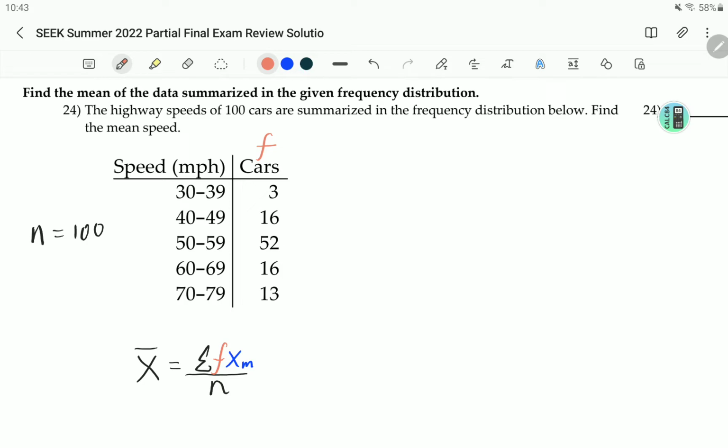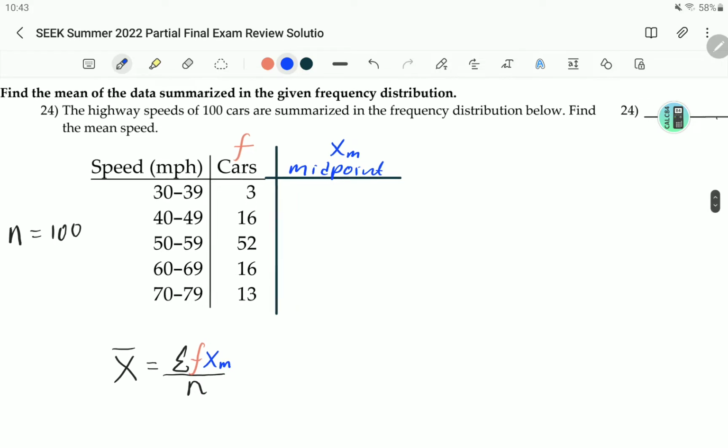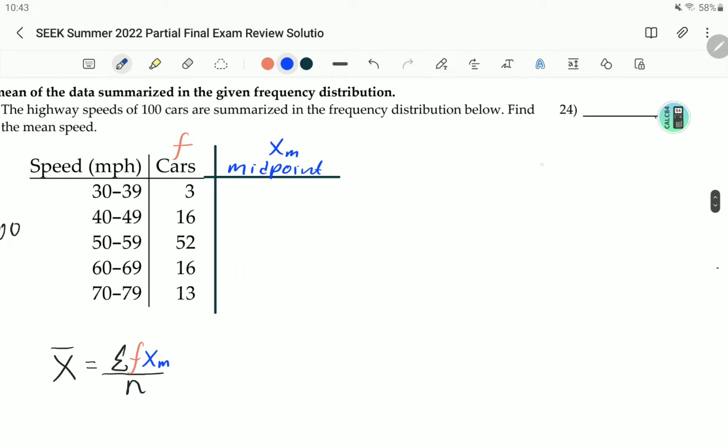So we're going to create another column within our frequency distribution. And we're going to call this column midpoint. Let's put that in blue, actually. We call this X sub M. Now remember, to find the midpoint, the formula is the lower limit plus the upper limit divided by 2.